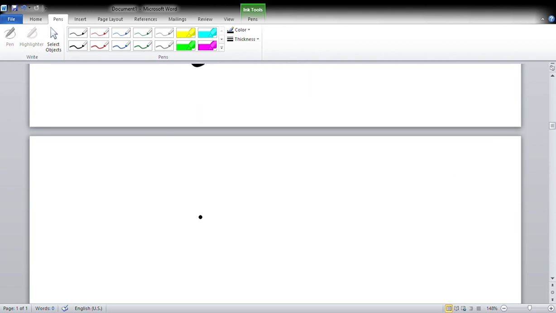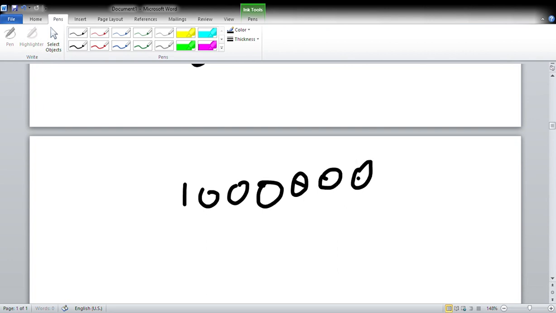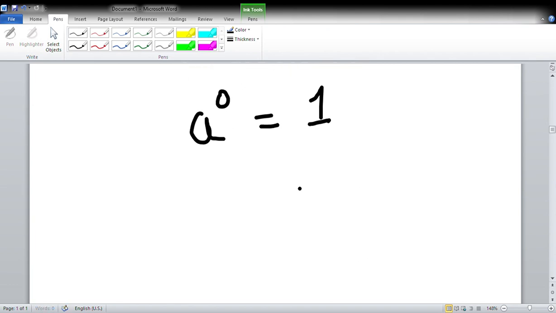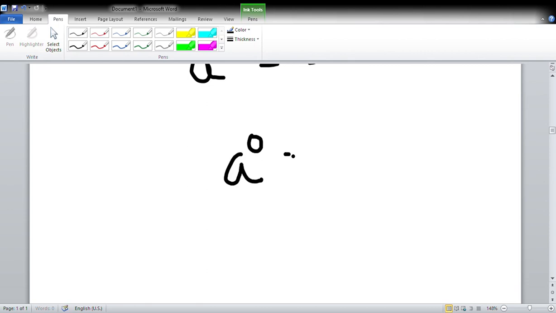Suppose you take 1 crore, and simply 0 on the power, it will be 1, right? So you put any number with the power 0, it will be 1. This concept you have already studied in the indices chapter. So a to the power 0 is equal to 1.